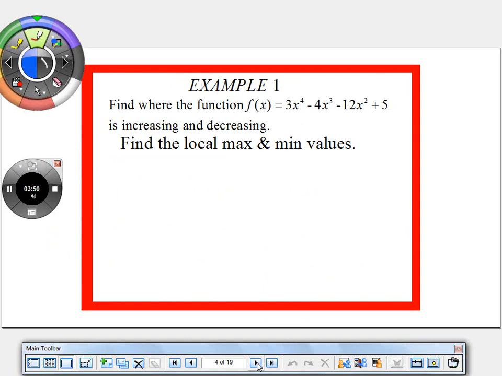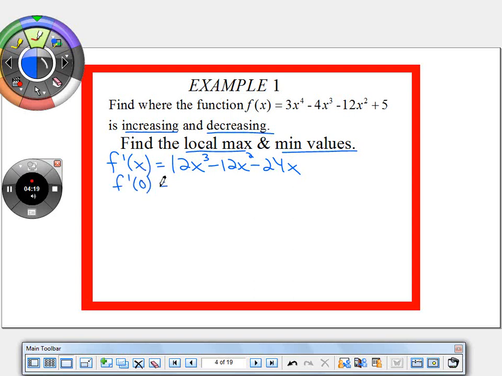Okay, let's try an example. So here's a function, and we're going to try to see if we can figure out when it's increasing, when it's decreasing, and then also find the local max and min values. So first thing we do is we go ahead and find the derivative. So f prime of x equals 12x cubed minus 12x squared minus 24x. Then we notice we could take out an x, because they have an x in common.